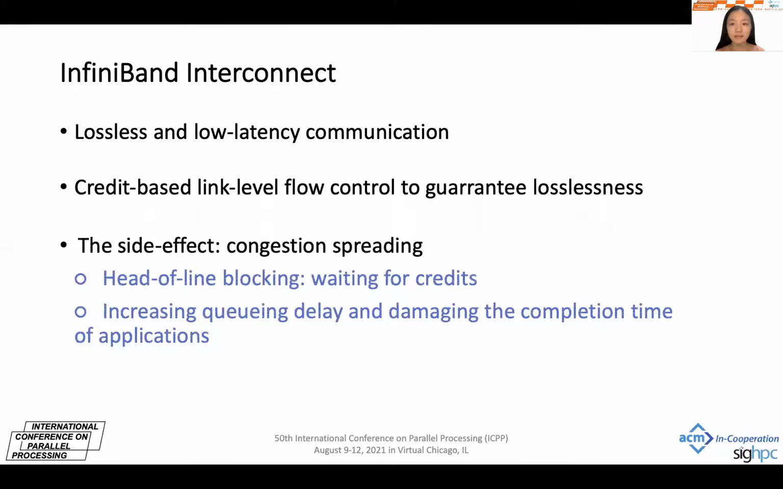The side effect of link-level flow control is congestion spreading, where all packets passing the branches of the congestion tree, no matter whether they are contributors or not, must wait for credits, which is also called head-of-line blocking. This increases queuing delay and damages the completion time of applications.